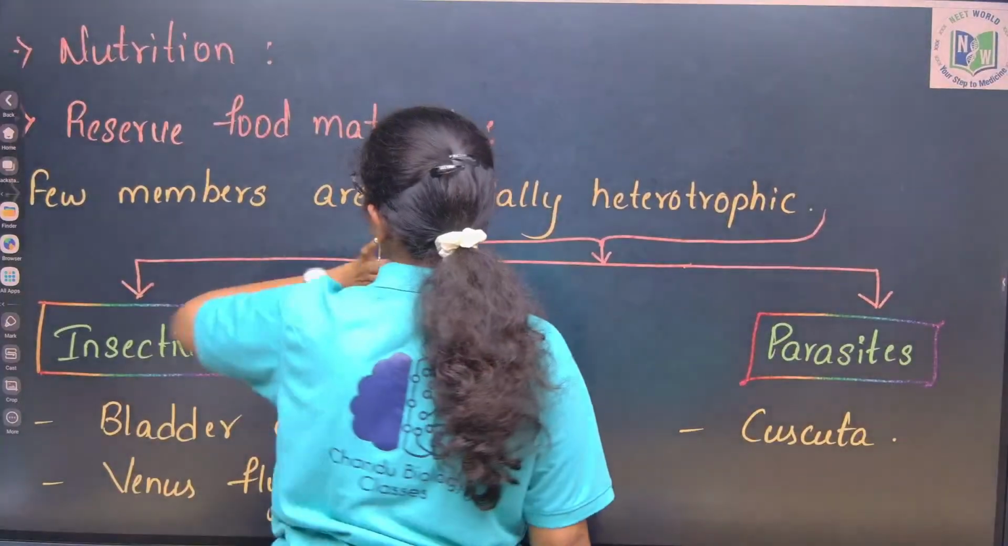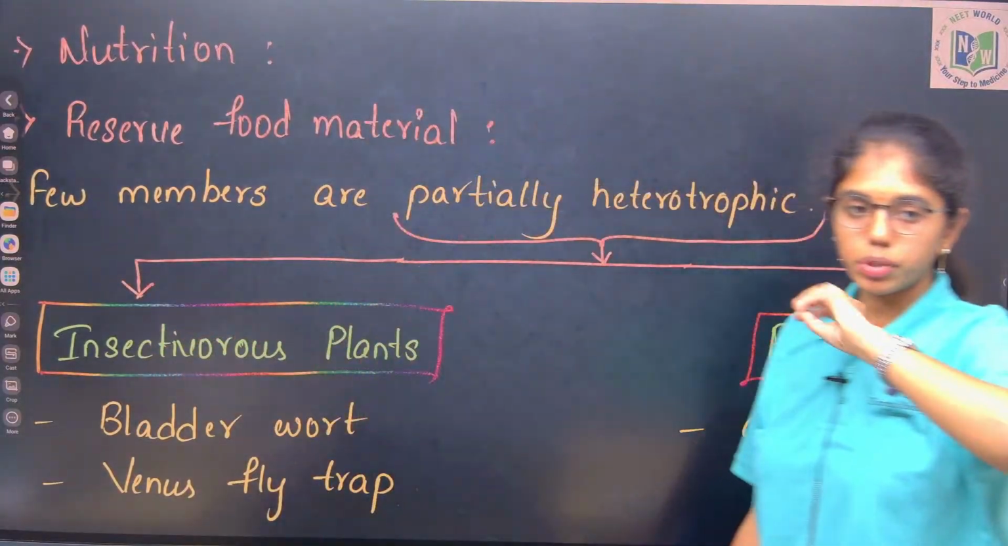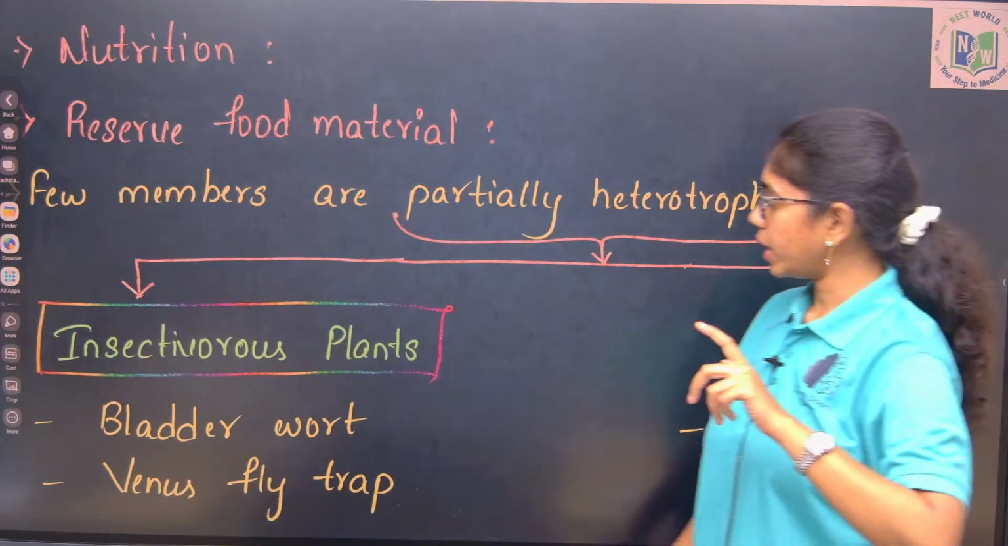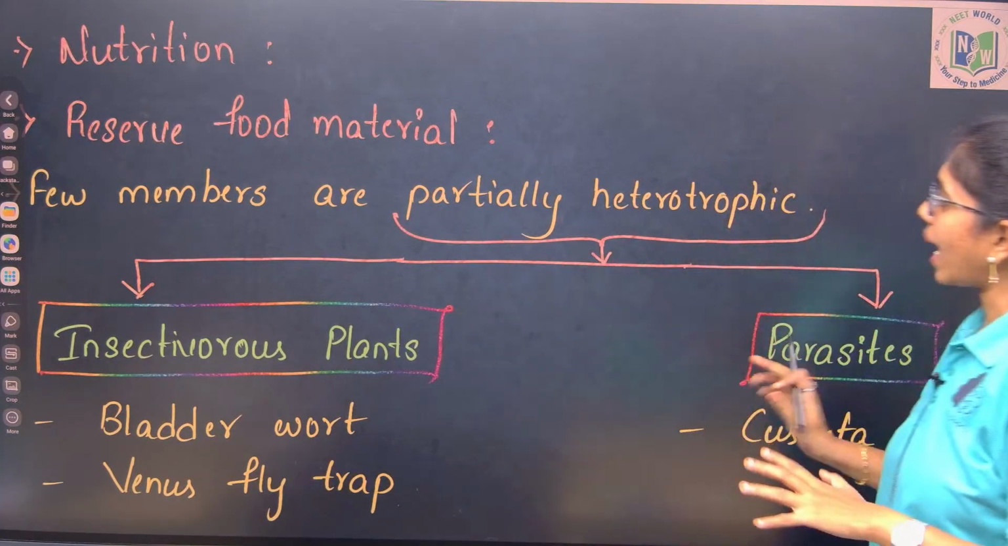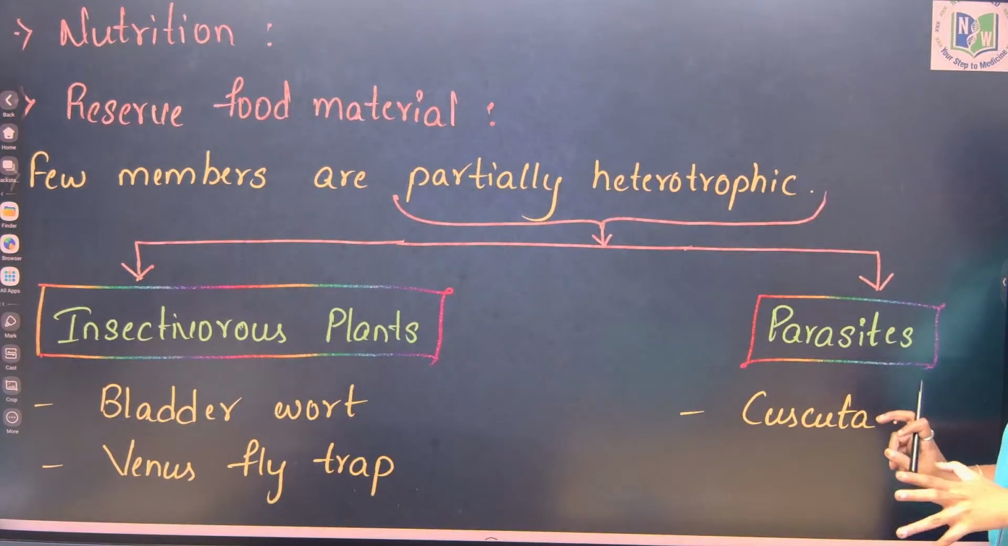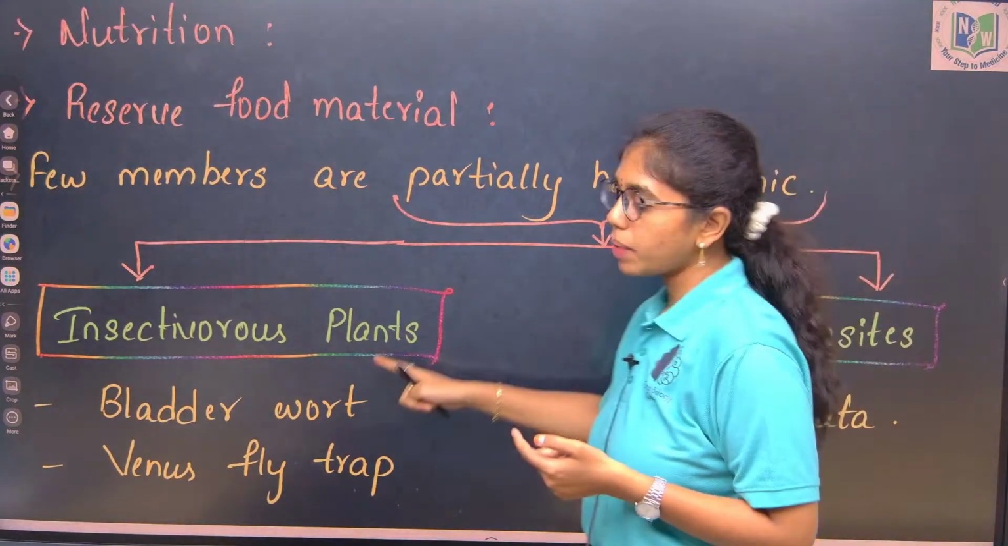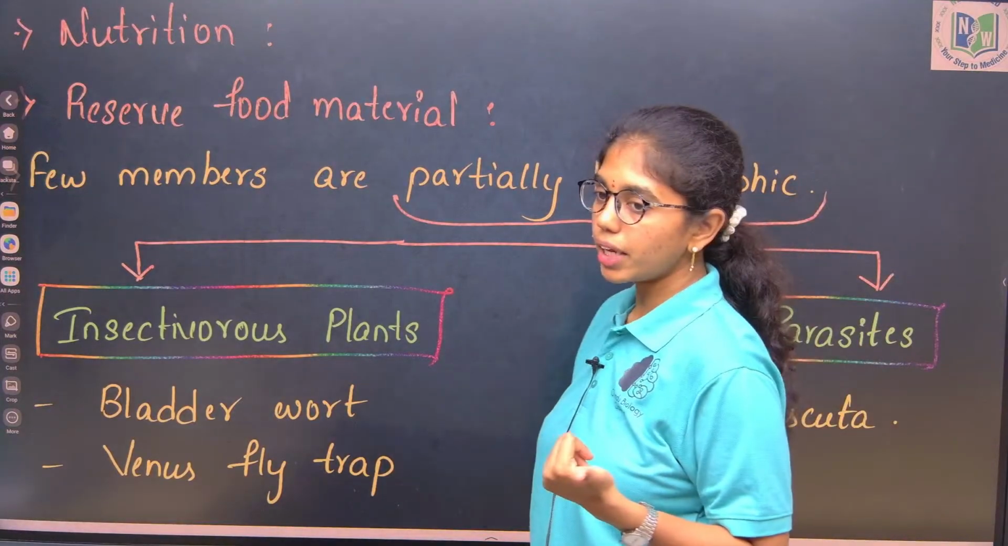So, here you see nutrition. Mostly, 90% of the plant kingdom members are autotrophic. They prepare their own food material. But a few members are partially heterotrophic, like insectivorous plants and parasites. Insectivorous plants include bladderwort and Venus flytrap.